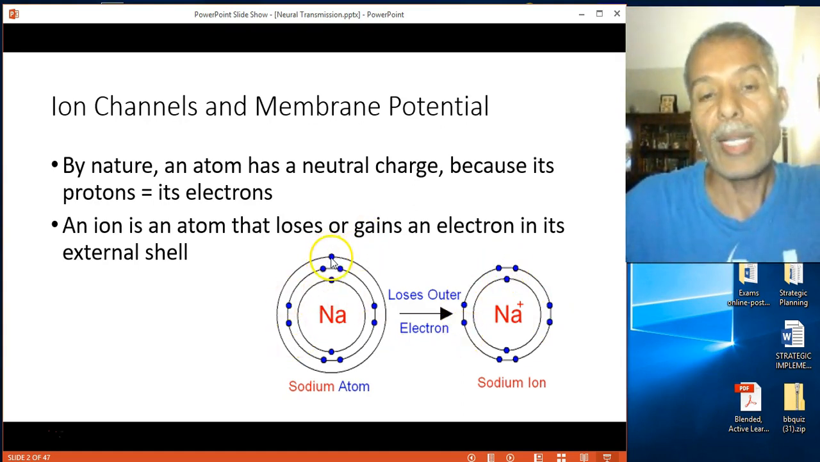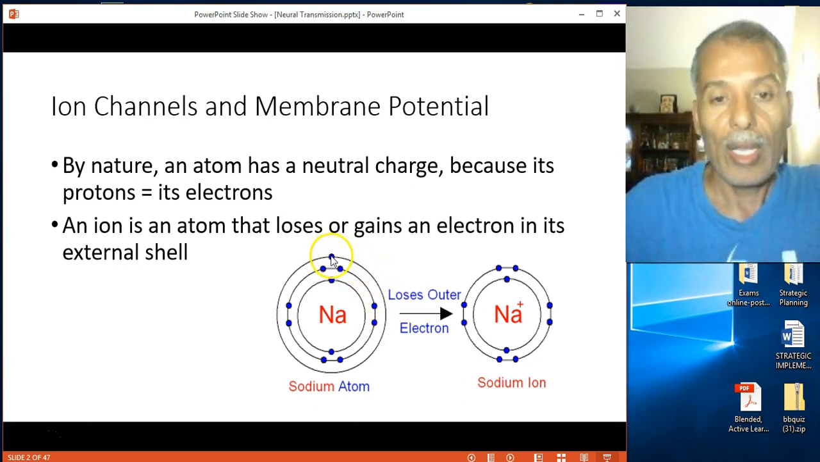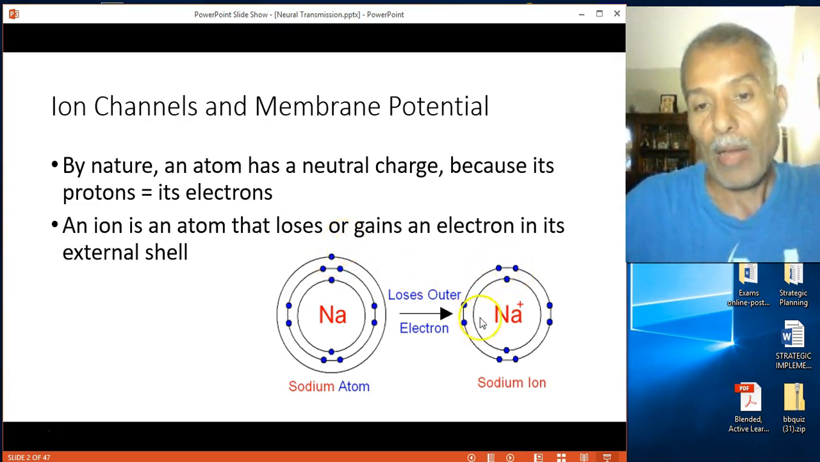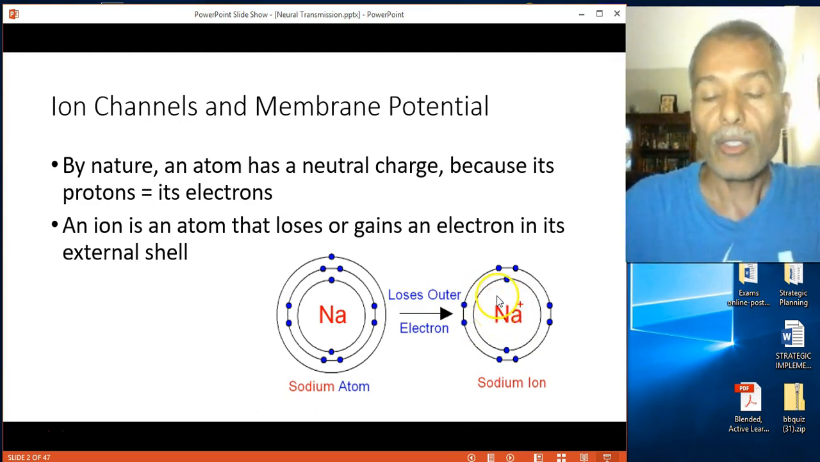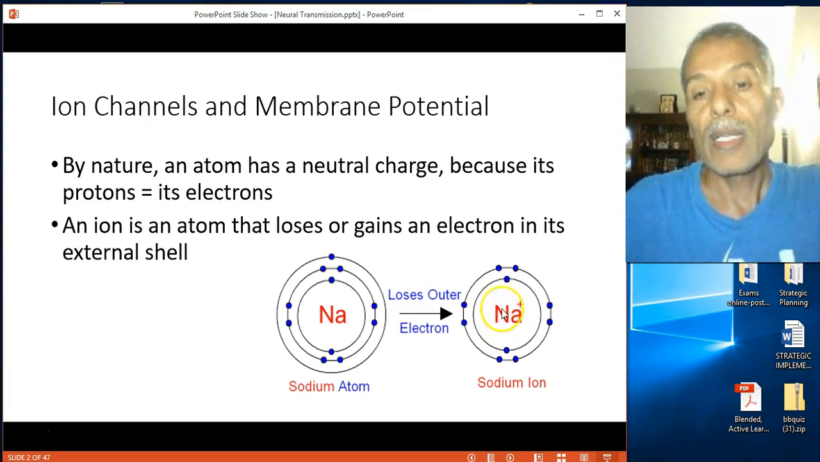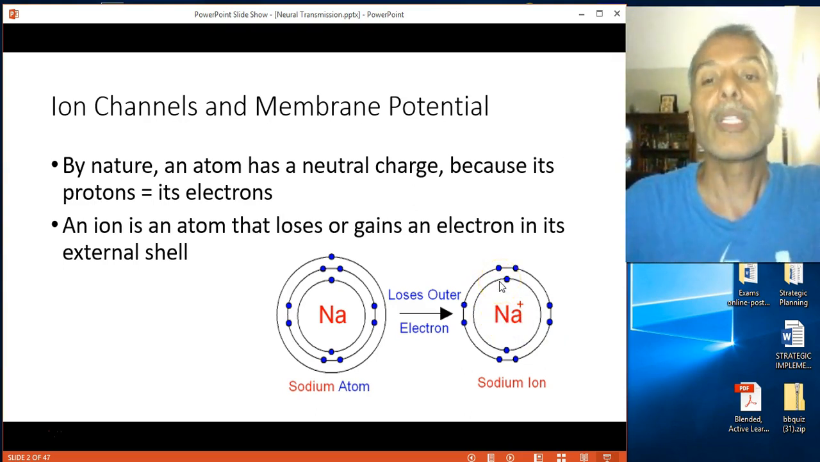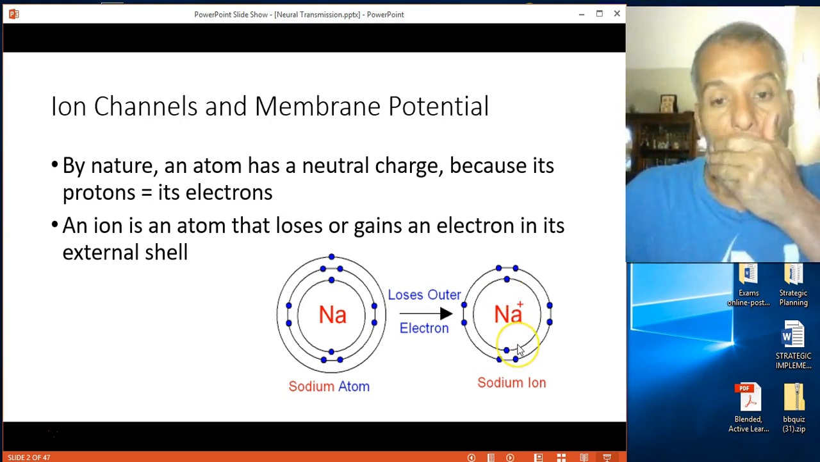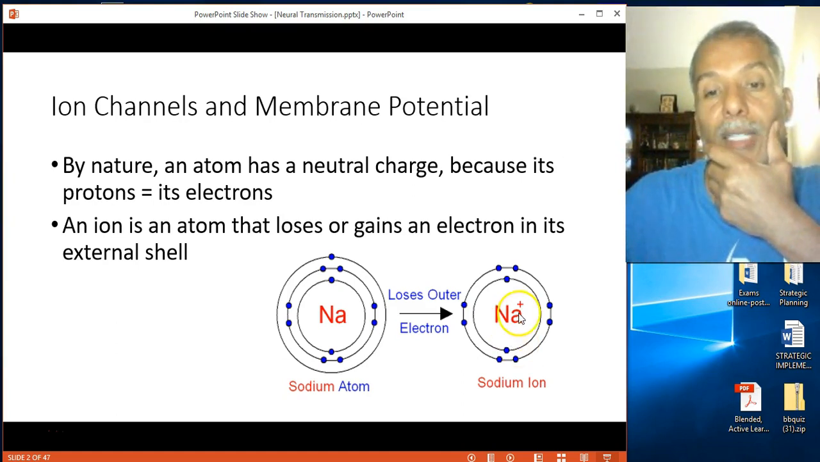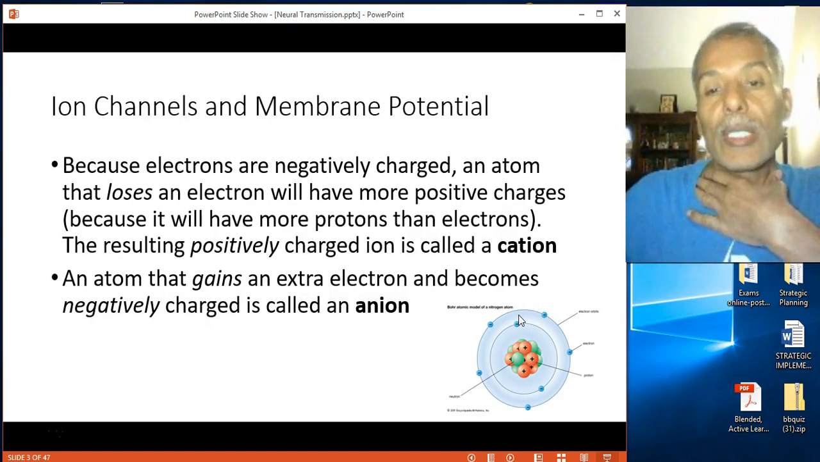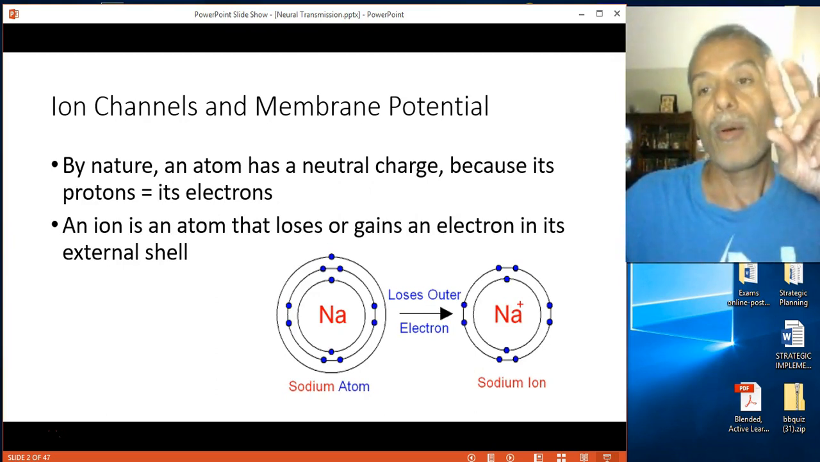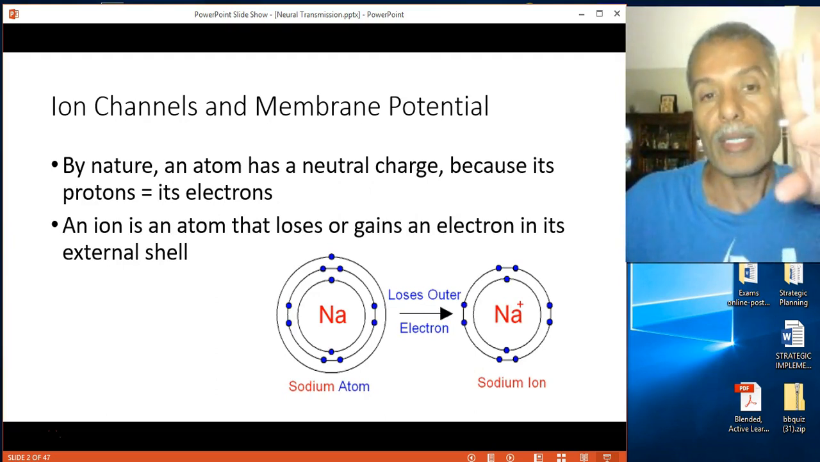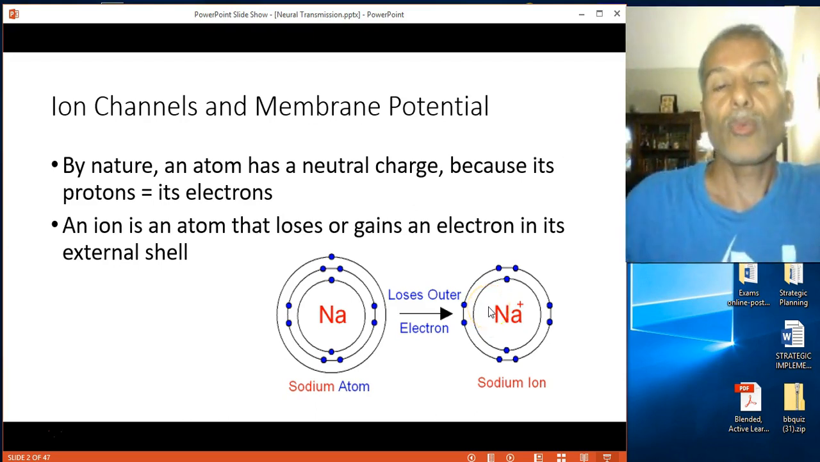But the most important one is the external shell. So the external shell had one electron originally, and that is lost. So now you have one atom that has one more proton than electrons, and that atom is now an ion. We call it ion. So the atom that loses or gains one electron is an ion. And then I'll tell you what we call each one.